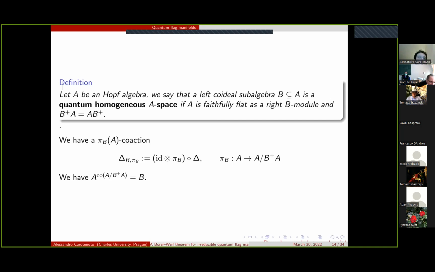Thank you, Piotr. Welcome. Then if all this happens, we have a coaction of πB(A), where πB(A) is the quotient of A over B^+ A, which is given like this. I take the coproduct in A and I apply πB to the second leg of the coproduct. And what happens is that the space of coinvariants with respect to this coaction is given by the quantum homogeneous space.